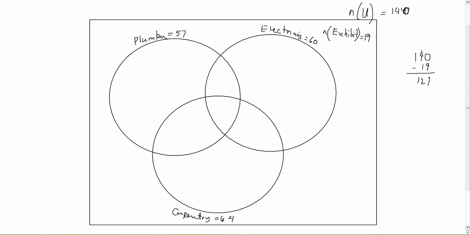The next bit of information we have is that 14 people went to electricity and plumbing, but not to carpentry. So in this overlapping piece that doesn't include carpentry, we have 14 people. 22 people went to plumbing and carpentry, but not to electricity. So over here is 22. We have 14 people who went to electricity and carpentry, but not to plumbing, so 14 here.